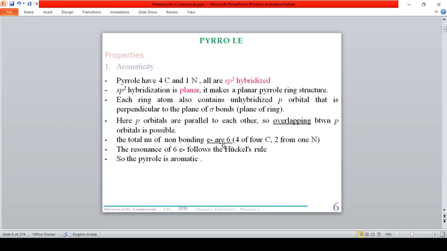Now the non-bonding electrons are 4 from carbon and 2 from nitrogen, so in total 6 electrons, and these 6 electrons follow the 4n plus 2 Huckel rule, and they are also present in resonance, or we can say they have a conjugation. So our pyrrole compound is aromatic.